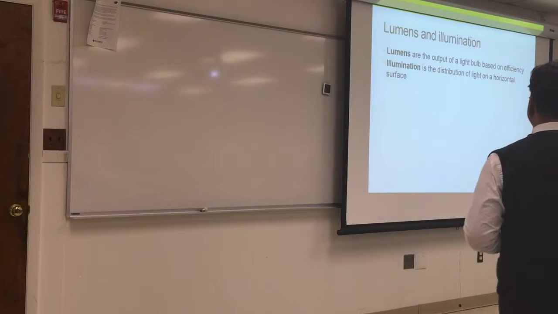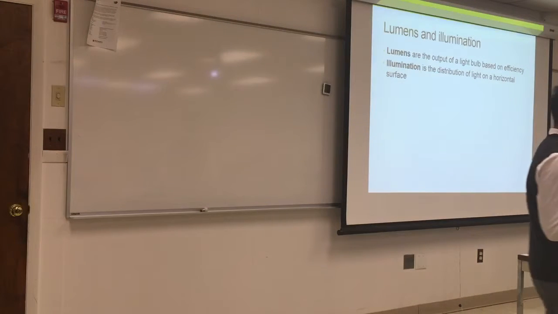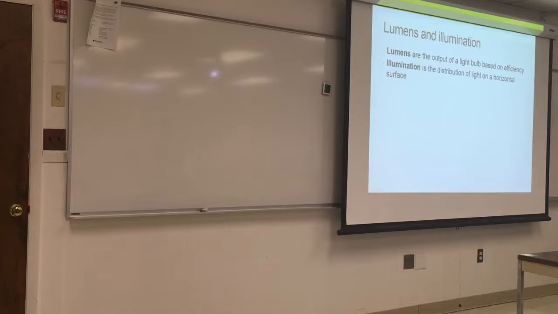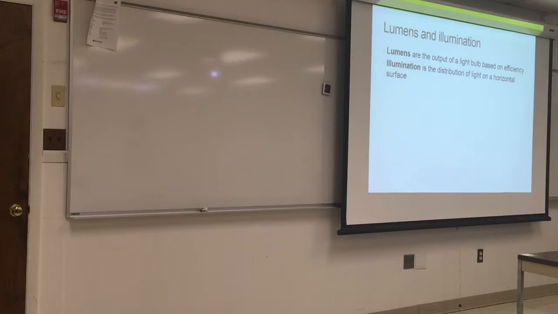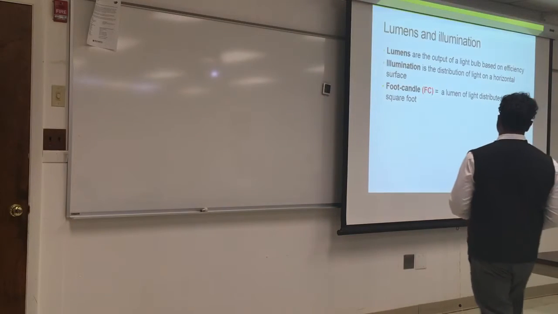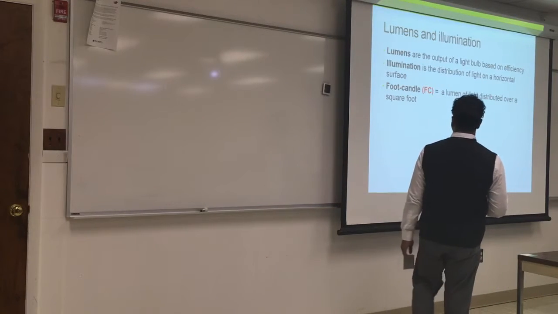And we said that lumens are the output of the lights, and all lights are rated by lumens. If you work with projectors, or if you work on a stage, you probably know about lumens, and you want more lumens because this is how much light is coming out of the light. The illumination is the distribution of the light on a horizontal surface, and that's important for people who work on building design, because there are some requirements for the amount of illumination on the surface, especially if you're going to work on a bench. If you're in a shop, you want a certain amount of illumination. And that is measured by something called foot candle. It's a lumen of light distributed over a square foot.